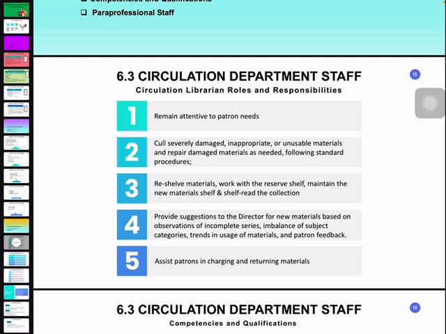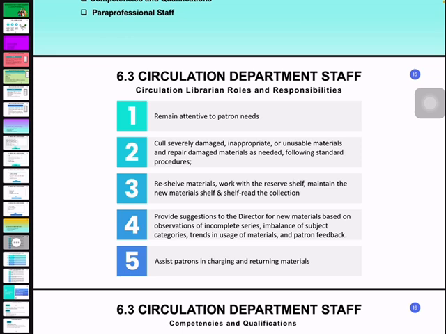They also need to reshelve materials, work with the reserve shelf, maintain the new materials shelf, and shelf read the collection. So, librarian ni juga bertanggungjawab pada bahan-bahan atas rak. Kena susun balik buku. Susun balik buku tu boleh buat dengan para professional staff with the library assistant or with the assistant librarian. And then they need to maintain the new materials shelf. Kena tengok, katakanlah dekat library tu ada rak untuk buku-buku yang baru dikatalog. So, they need to maintain that shelf as well.